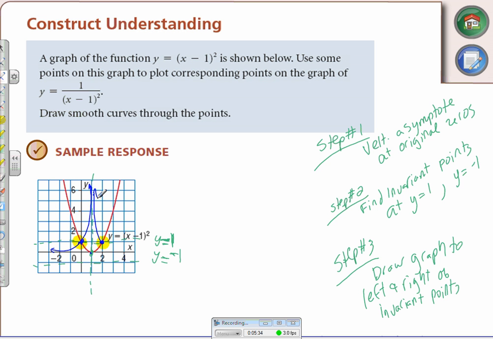And then the last section, to the right of that invariant point, the original is going up towards infinity. So we're going to go down towards 0. Do not cross the x-axis. Let's just make a note of that. Never cross the asymptotes.